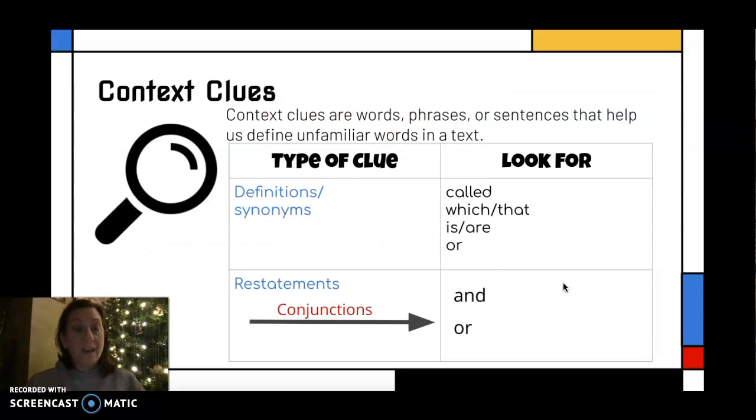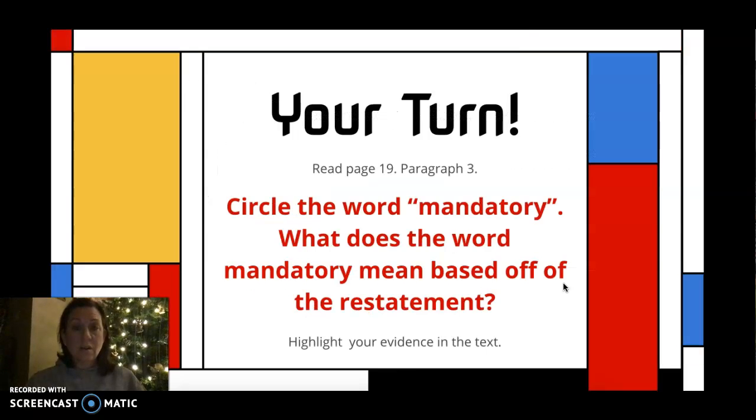All right, now we're back to this page. Conjunctions like the word or. So let's take a look at this because it's your turn. Read page 19, paragraph 3. Circle the word mandatory. And then what does the word mandatory mean based off of the restatement? Now remember, the restatement uses the word and or the word or.